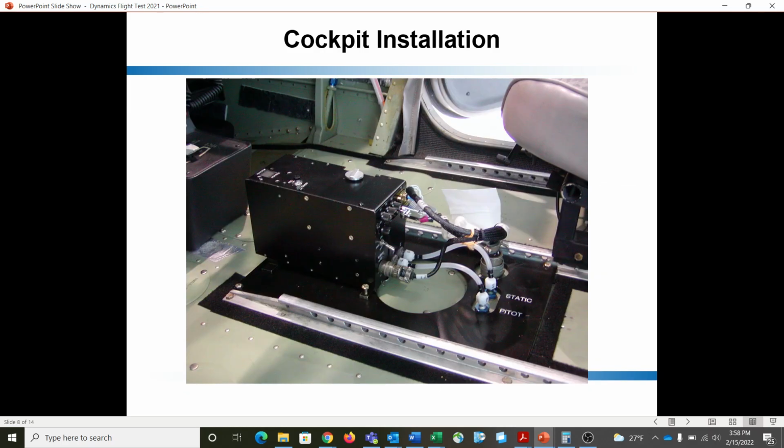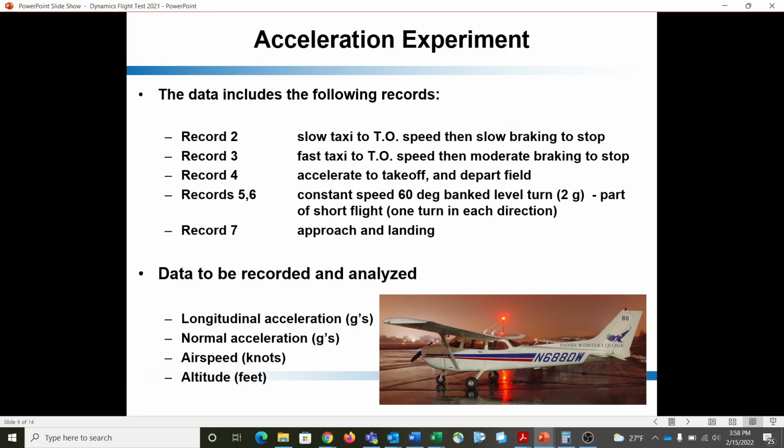The MFDRS looks a little like this in the aircraft. It sits between two of the seats. And what you need to know is that we have 7 records in the data to be analyzed. Record 1 is a static test just to show that all the instrumentation is working. And then 2 through 7 are identified here.